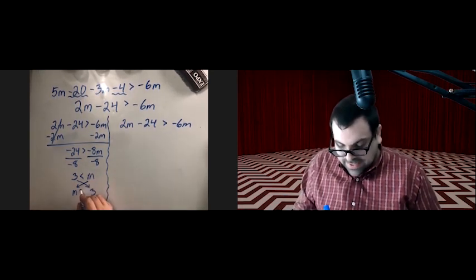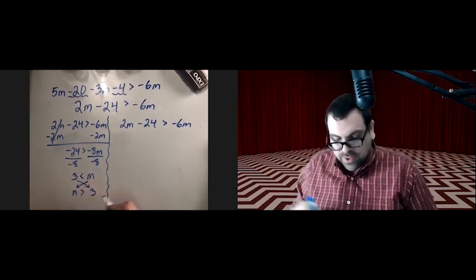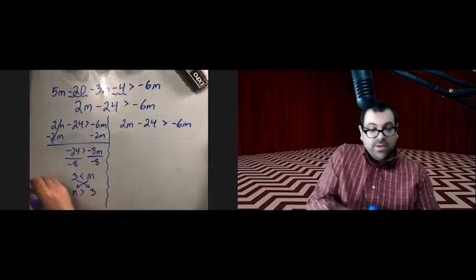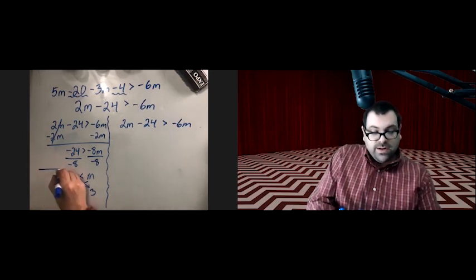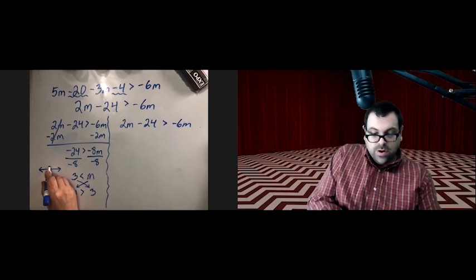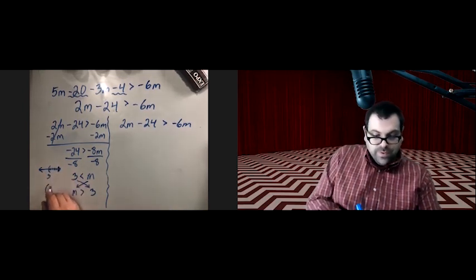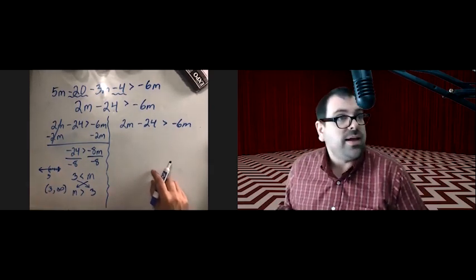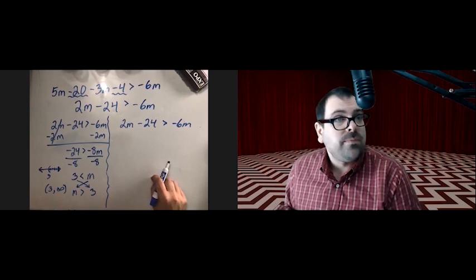And then the big side stays with the m and the little point stays with the 3. So this would be m is greater than or equal to 3. 3 to infinity would be the answer.